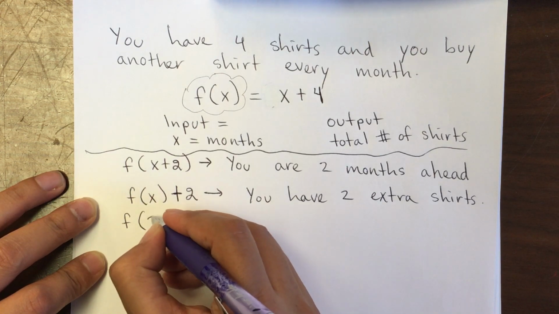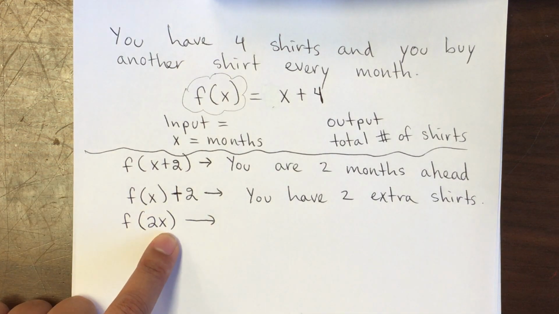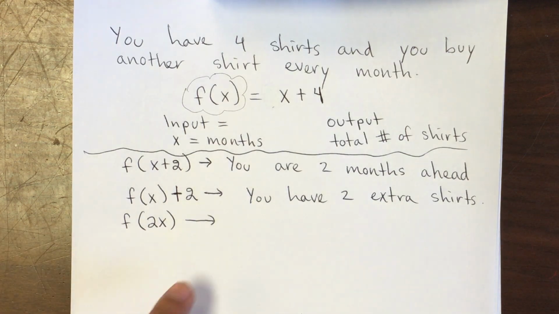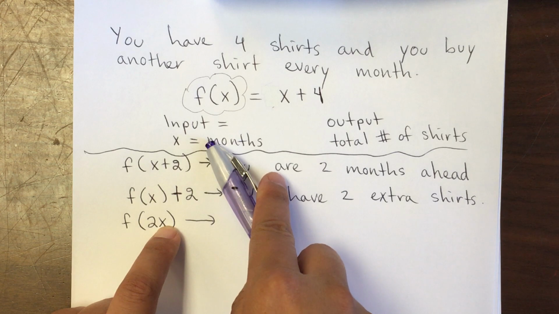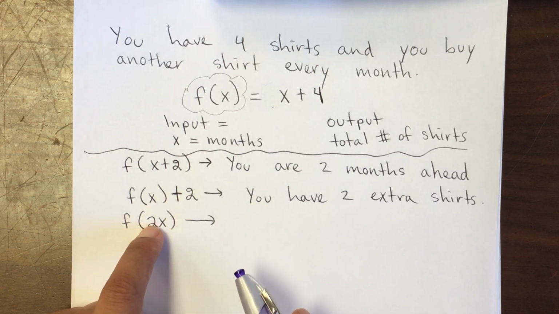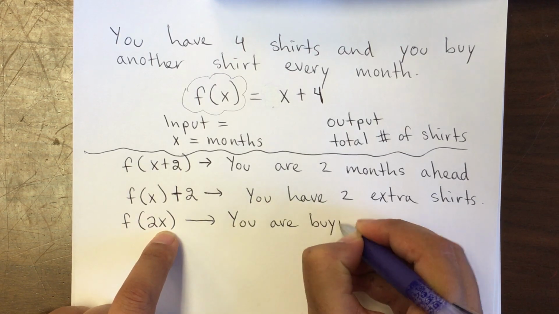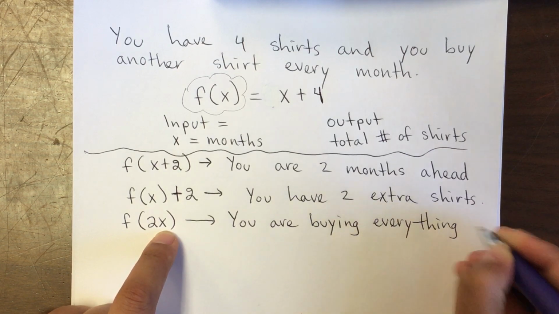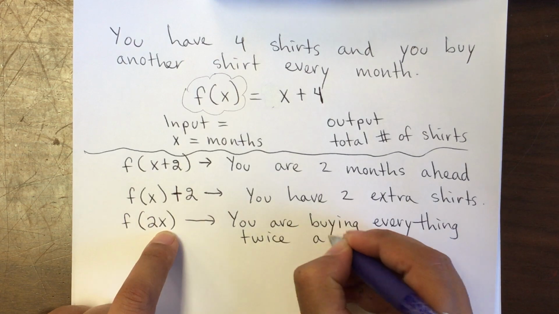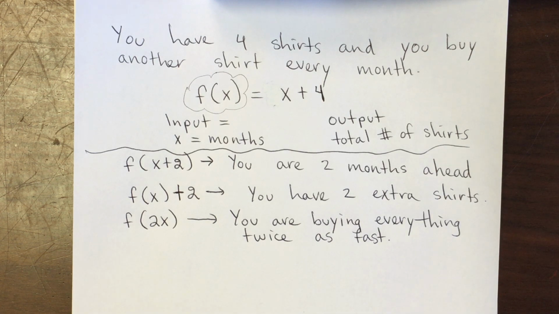What if you have f of 2x? In here, you're multiplying 2 times the input. The input is the month. So you have everything twice as fast. You are buying everything twice as fast. Okay, so write that down.